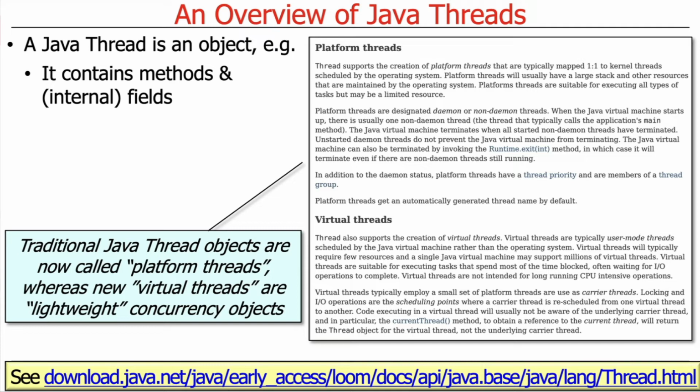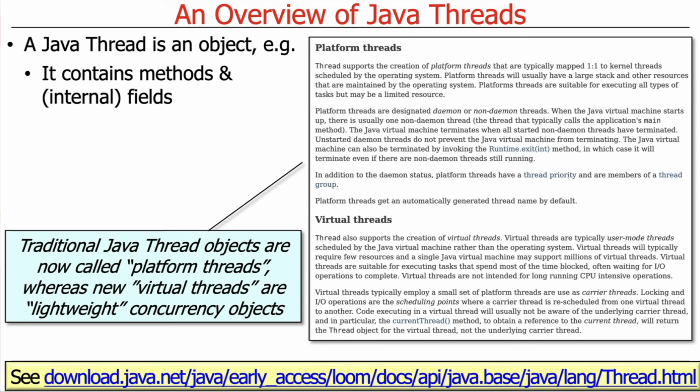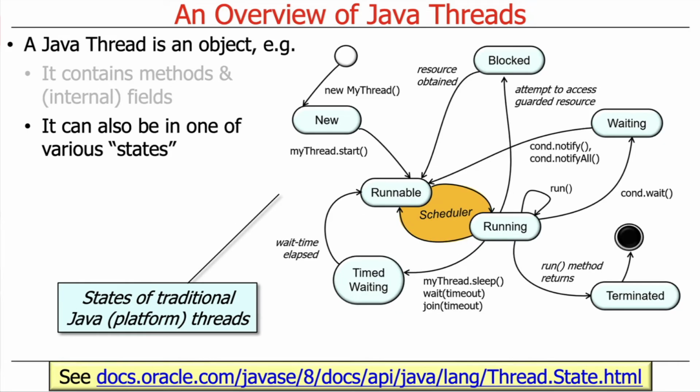And those are what we would think about as the traditional threads, the ones we just talked about on the previous slide, where we had the concept of a runtime stack and so on. They'll now, in modern Java, be something called virtual threads, which are lightweight concurrency objects. And I'll talk a bit more about those in a second. You'd really have to go look at the documentation for Project Loom to learn more about this, but I'll give you a quick overview. It's really going to be interesting when this finally gets released into the wild, into the mainstream Java version. Threads can also be in one of various states.